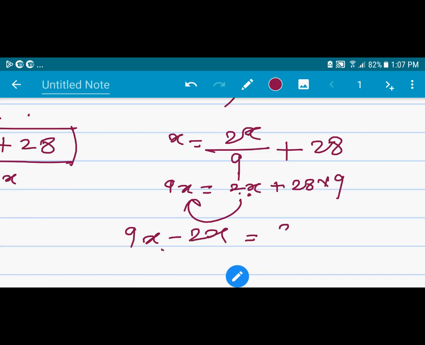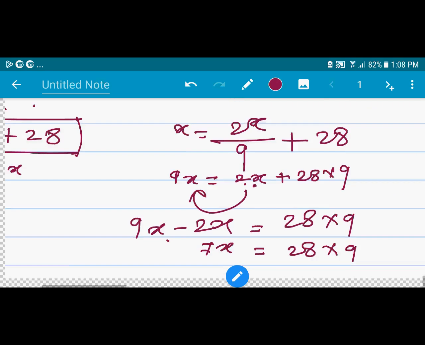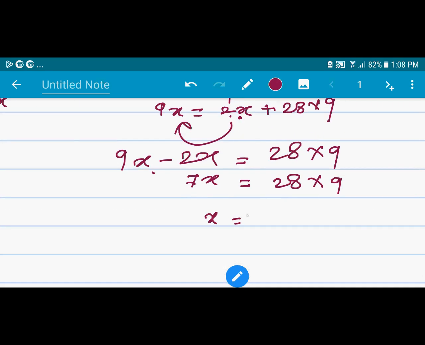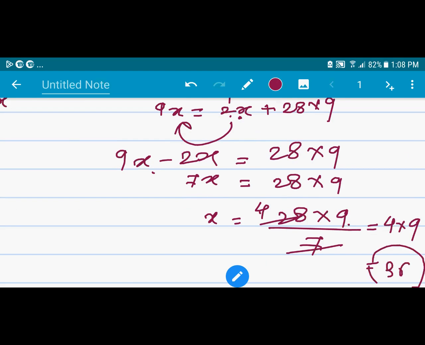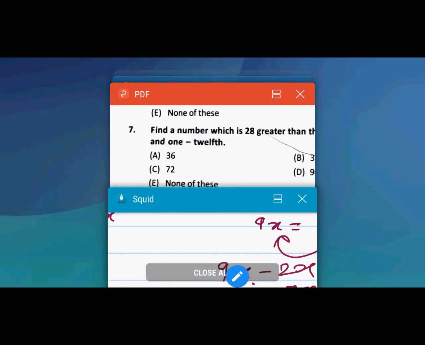So 9x minus 2x is equal to 28 multiplied by 9. So 7x is equal to 28 multiplied by 9. Then x is equal to 28 multiplied by 9 divided by 7. 7 1s are 7, 7 4s are 28, 4 multiplied by 9. So the answer is 36. So 36 is our number, which is 28 greater than the average of its 1/3, 1/4 and 1/12. Okay, so this is our answer.